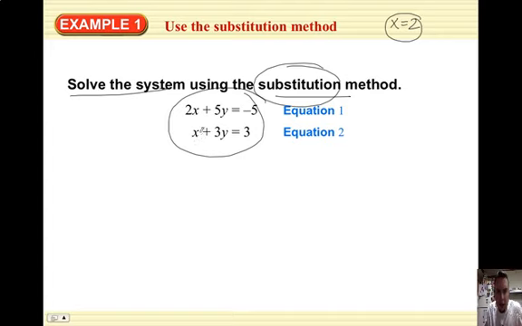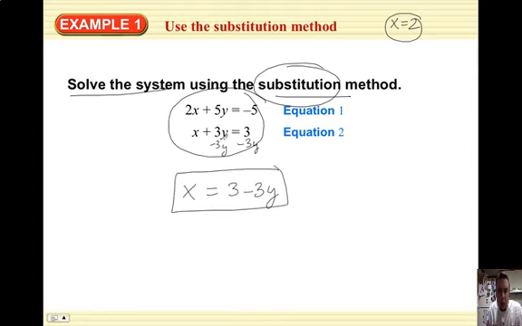This one right here. If we just subtract 3y, we would get x by itself. So minus 3y, minus 3y. You could do this for any one of these, get x or get y by itself. It doesn't matter, but this would be simple to do. So this becomes x, this is gone, equals 3 minus 3y. Right? Everybody with me? So this was equation 2.